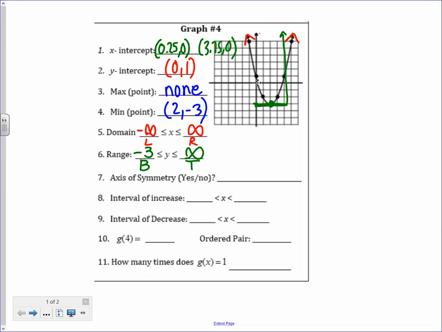Now, does this graph appear to have an axis of symmetry? Is there a line that I can draw right through the middle of my graph that it would look even on either side? The answer is yes. I drew it in on the grid for you.